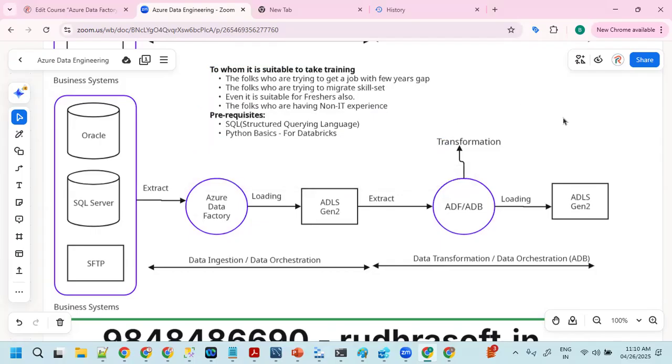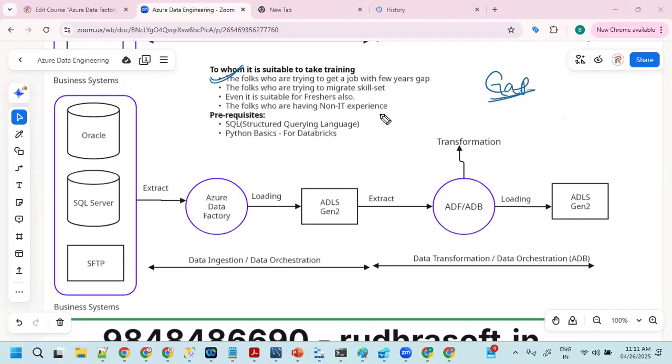From the learning point of view, I'm talking. The folks who have a gap, a few years of gap, and want to migrate or get into the IT field, you are the right person to take Azure Data Engineering Services. If you have some gap, just fill that gap and use Azure Data Engineering Services to get into IT.